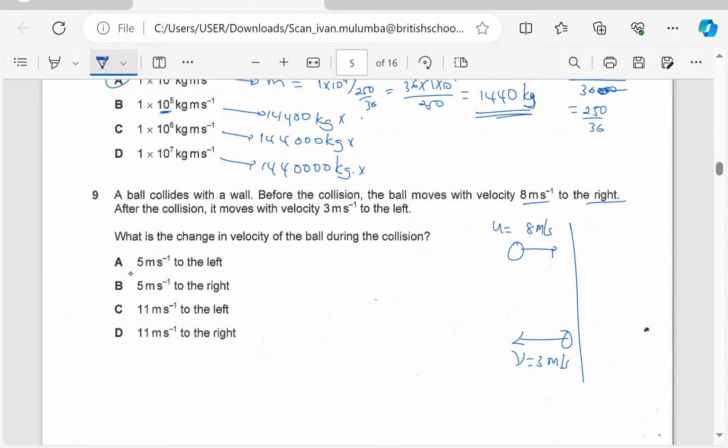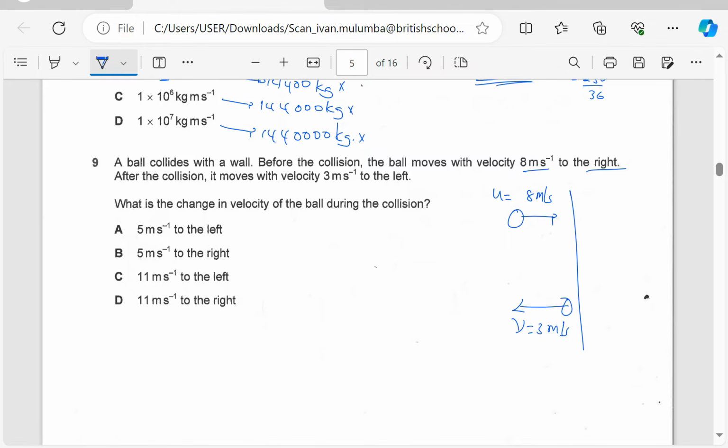Remember, velocity is a vector quantity. What is the change in velocity? The change in velocity is going to be the final velocity minus the initial velocity. But we shall say velocities to the right are positive, velocities to the left are negative. So the final velocity is negative 3 minus the initial velocity, which is positive 8. And this gives us negative 11 meters per second. The negative simply means that the change in velocity is going to be to the left. So the answer is going to be C.